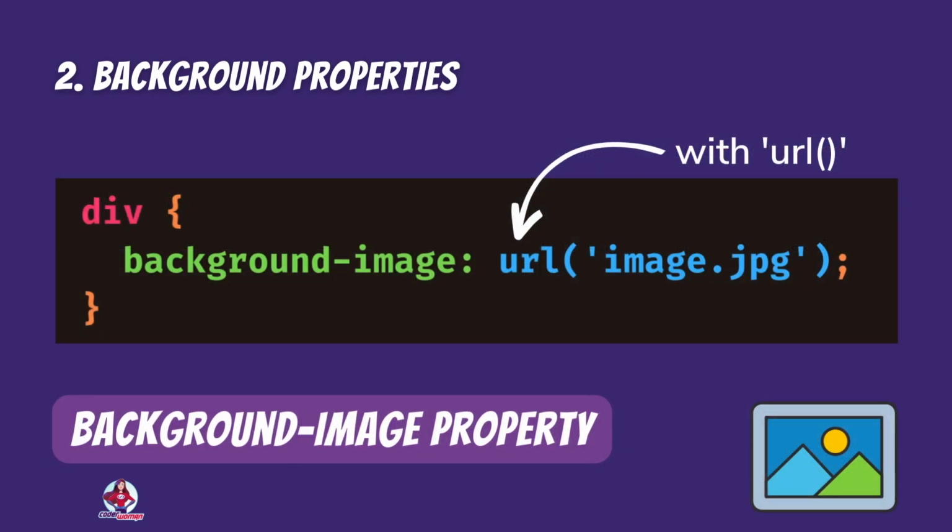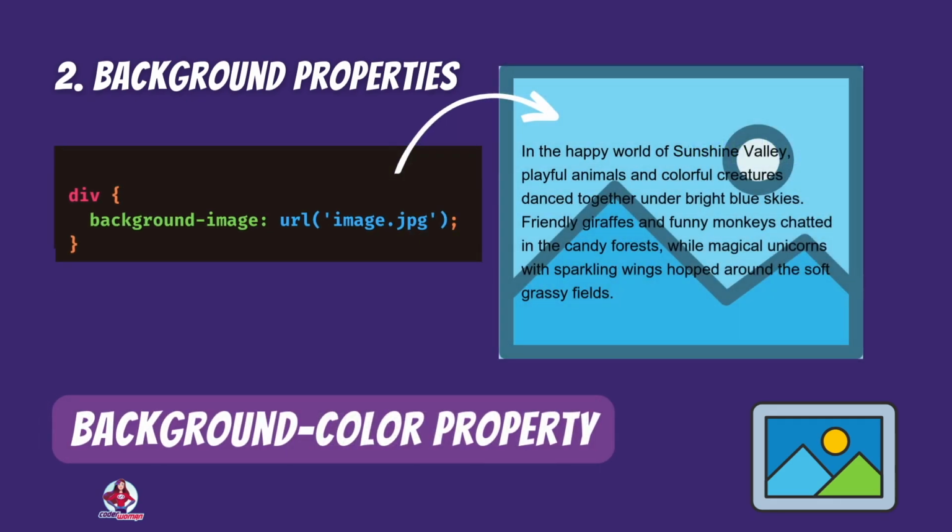With background image, we can set an image as the background of an element. We can use a local file path or a URL for the image, just like in the IMG element we discussed in this challenge. The difference is we need to add a url keyword before the file path.